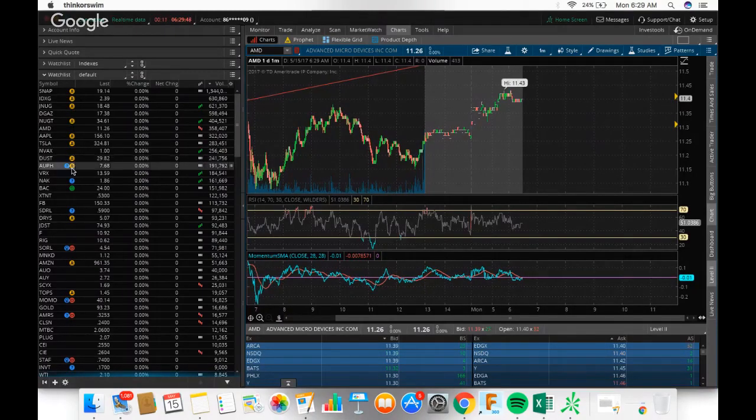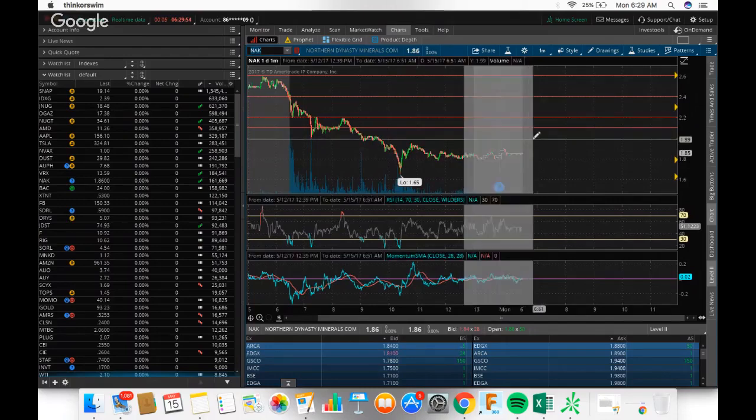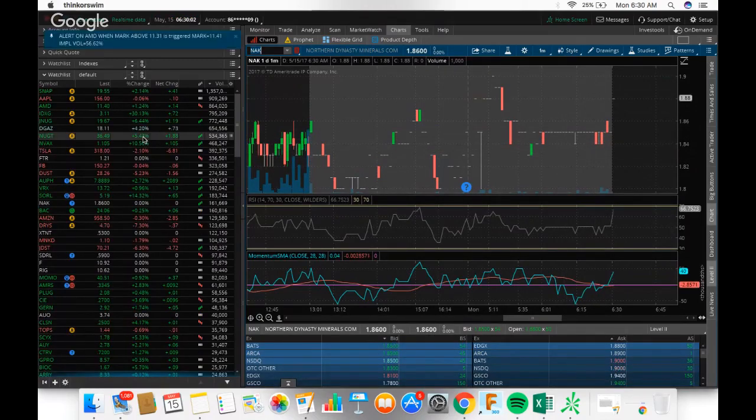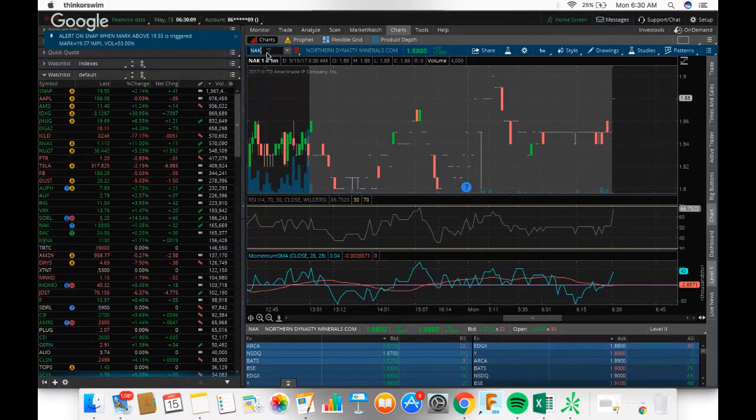SNAP, we talked about this when we talked about the support that it had at above 1.85. It looks like it held. Oh, market opened. SNAP is moving up. IDXG is 3.10. Let's see.